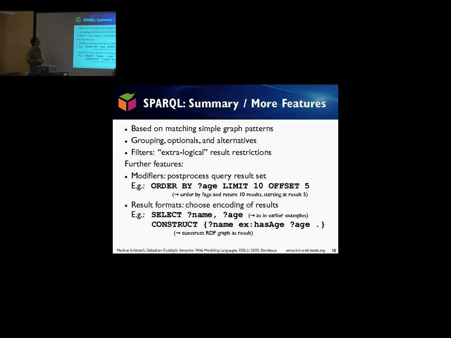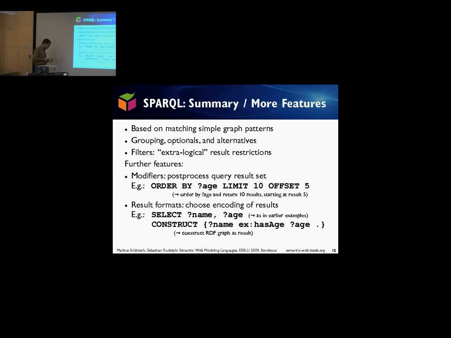The way in which Sparkle works is it's based on matching simple graph patterns, which is strict matching. That is one of the drawbacks associated with Sparkle as of now, because it cannot do entailments and all those kinds of things, which is being looked at. You can do grouping, optionals, and alternatives, the kind of things you can do with SQL. You can use filters to filter out the results which you do not want or which you want.